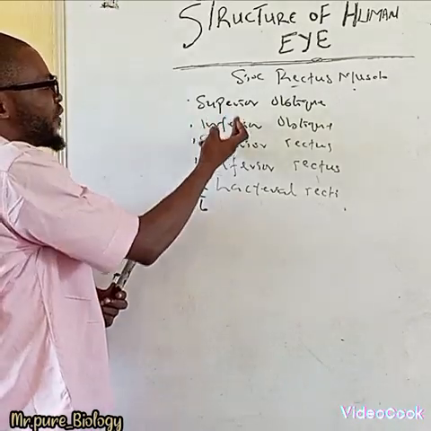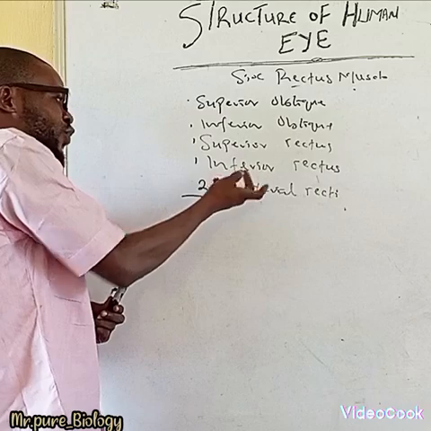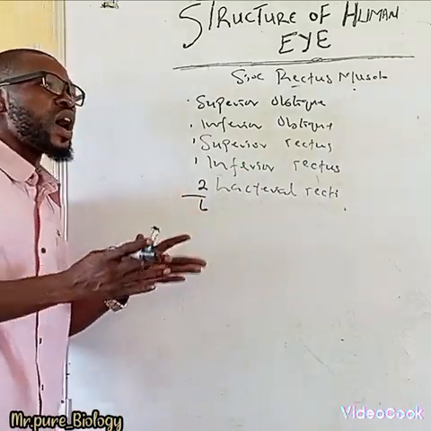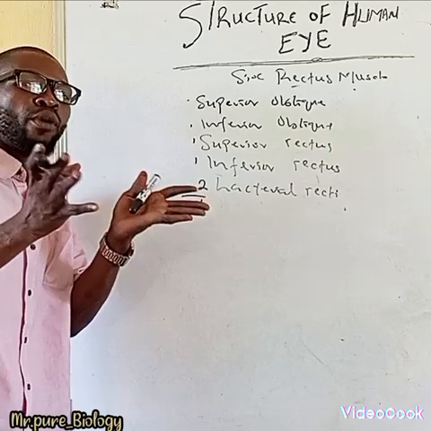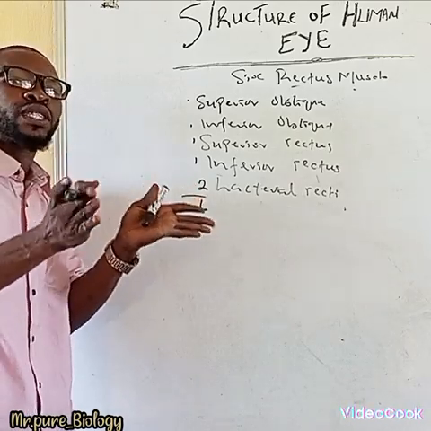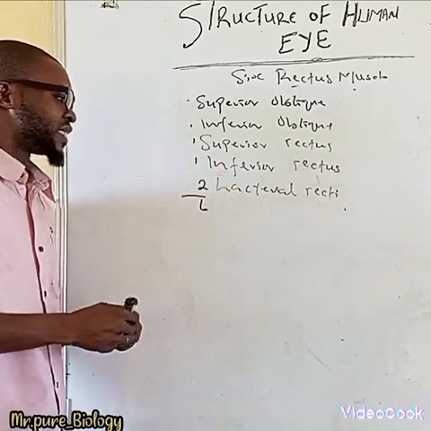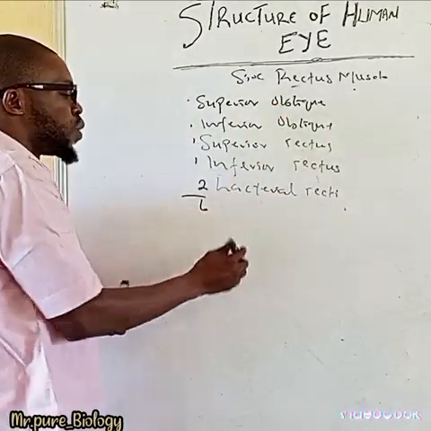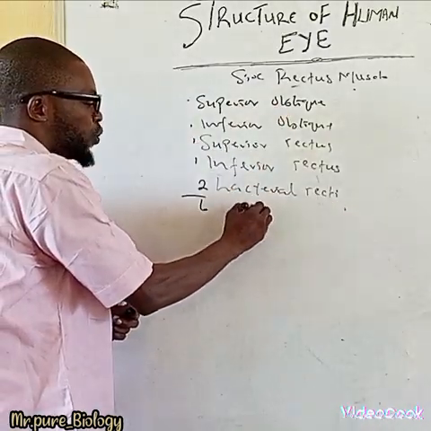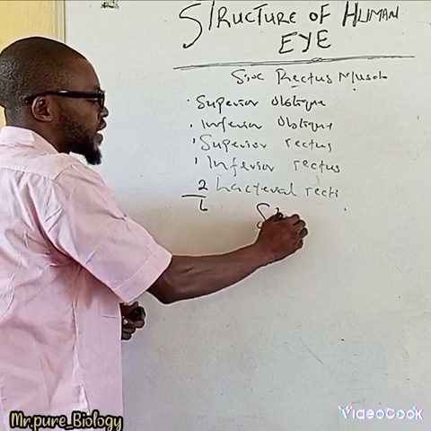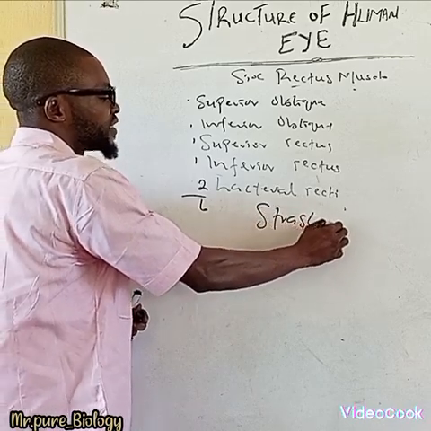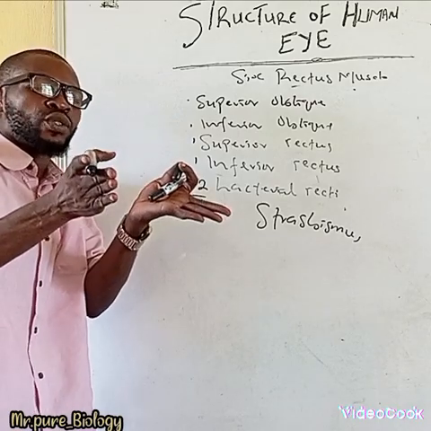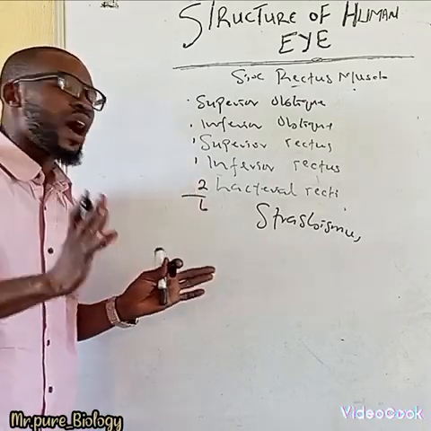Now, inflammation of any of these rectus muscles can result in a condition where the eyeballs of an individual will be looking in opposite directions at a single object. This is what we call strabismus. That is strabismus: when the 2 eyeballs are looking in opposite directions at a particular object.